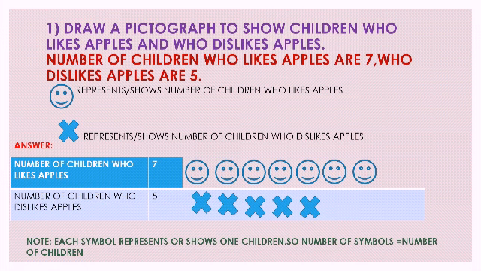Now, the number of children who dislike apples, 5. So, what did I say? That each cross represents 1 child who dislikes apple. So, if there are 5 children who dislike apple, then how many crosses do you have to put? You have to put 5 crosses. Each cross means each child who dislikes apple. Each smiley means each child who likes apple. Is it clear? So, whenever you draw a pictograph, make sure you mention which symbol is representing how many children or what object exactly of that pictograph.